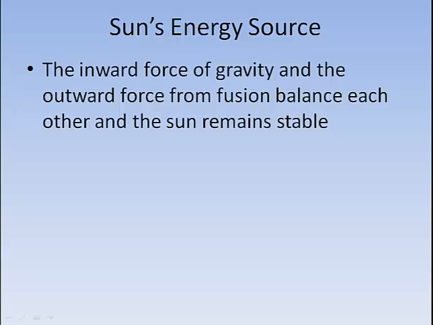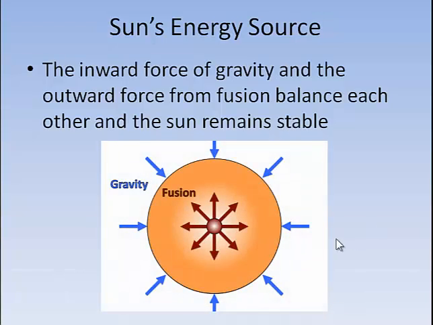And that outward force from fusion balances the inward force of gravity, and the sun remains stable. The outward force from the fusion of hydrogen to helium counteracts the inward force from gravity, and the sun stays stable and balanced. If fusion stopped, gravity would take over and crush our sun into a tiny little object. If there was no gravity, the sun would explode. But the two forces are balanced, so the sun remains stable.